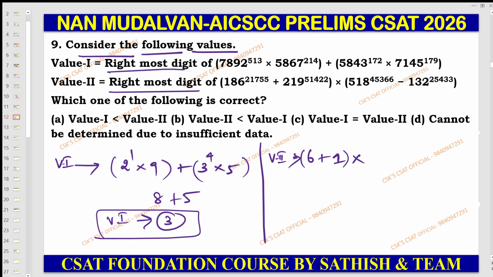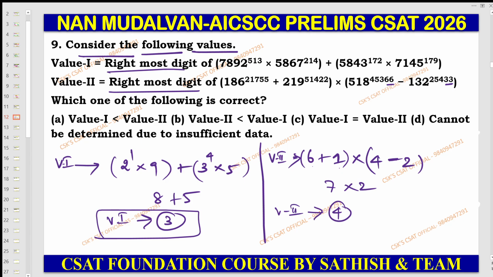Here, into 8. 8 means you have to divide the power by 4. 66, 64 goes, 2 remaining. 8 square is 64, so 4 here. 4 here, minus 2. 2 means you have to divide the power by 4. 32 goes 1 only. So 2 power 1 is 2. So 4, 6 plus 1 is 7. 7 into 2 is 14. 4 is the unit place.